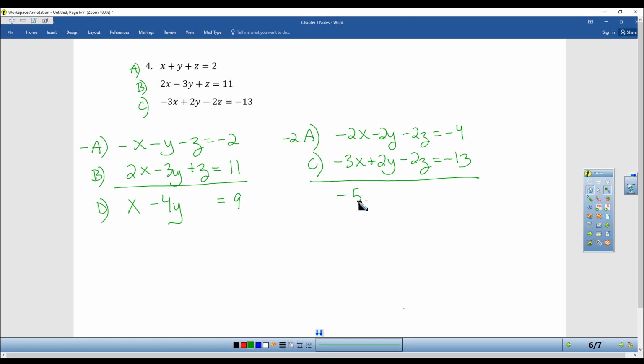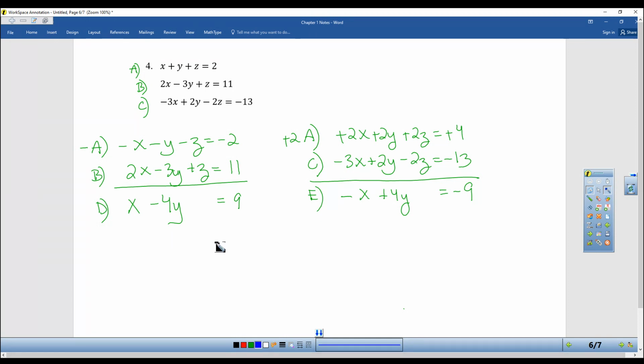That gives me -5x. Oh, the y's canceled. No y. Oh, that's because my z's, I didn't want -2. I wanted +2. The z's are already negative. So I just want +2A because he's already negative. I'm trying to get rid of the z's. So that gives me -x plus 4y is equal to -9. I'm going to call this equation E.